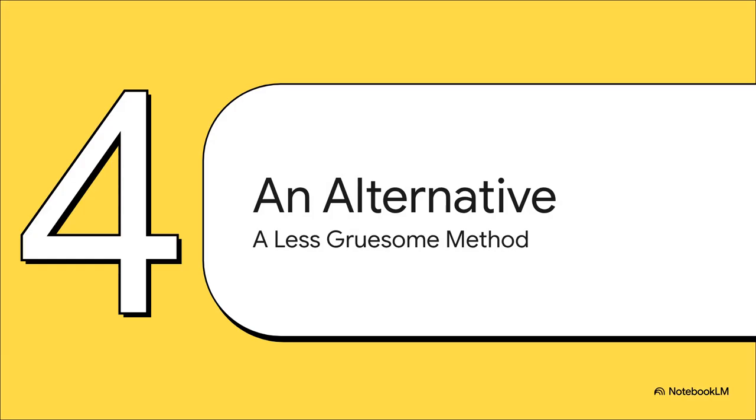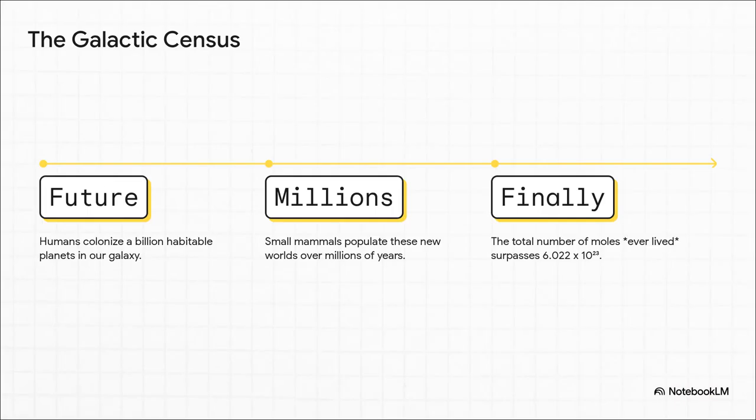So that first answer is pretty bleak. But what if there's another way to look at the question? A way to have a mole of moles without creating a literal planet of horror? What if, instead of trying to get them all together at once, we just wait? You could take the number of small mammals on Earth right now, then imagine humanity colonizing just a fraction of the galaxy's habitable planets. Over a few million years, which in evolutionary terms is not that long, the cumulative number of moles that have ever lived across all of those worlds would eventually pass that magic number.